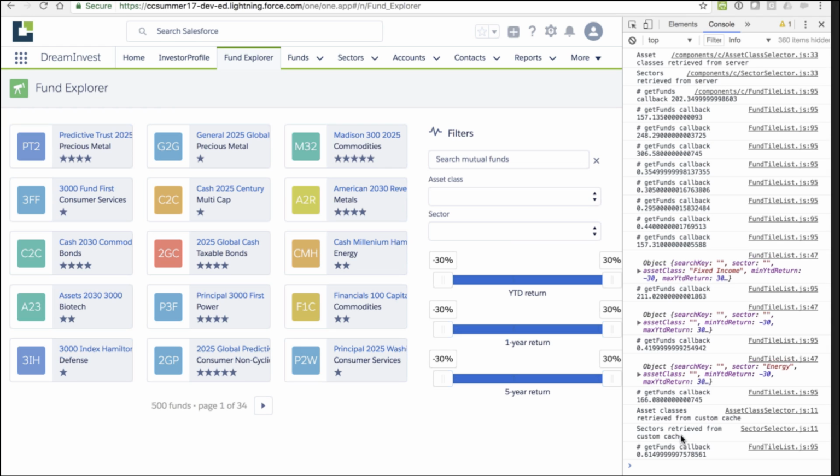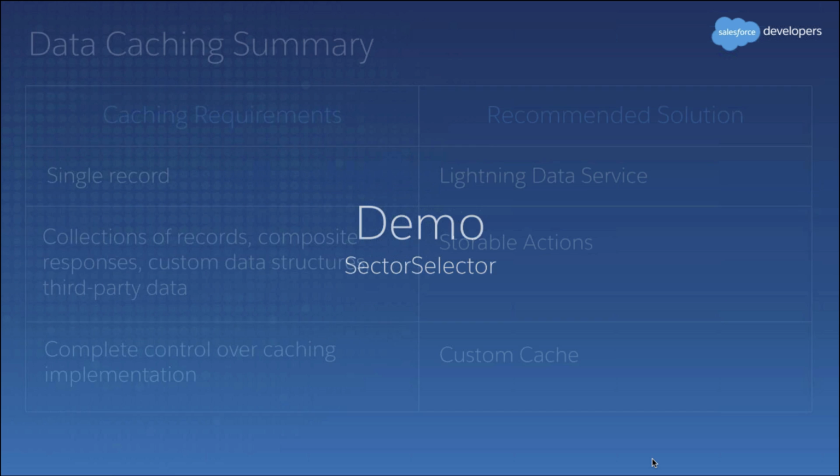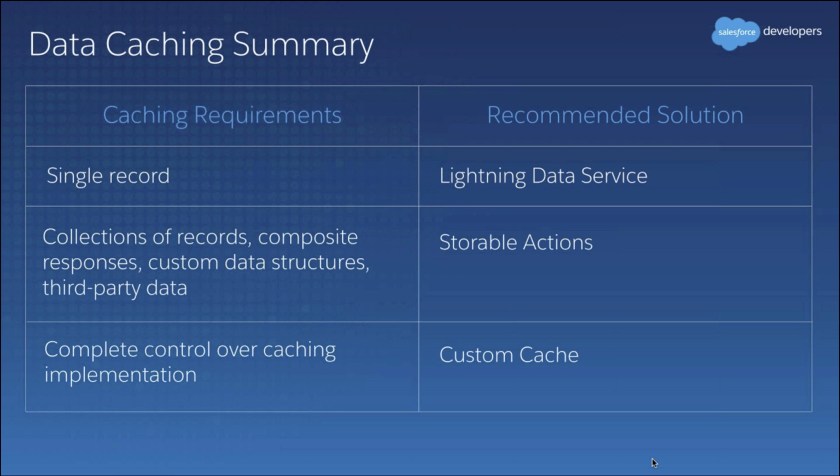And by the way, since we look at the log here, you see that getFunds was also super fast to execute because in this case, we got the list of funds from the storable action, so also from the client-side cache. Okay, this can really make a big difference in terms of performance. So we're done with caching.